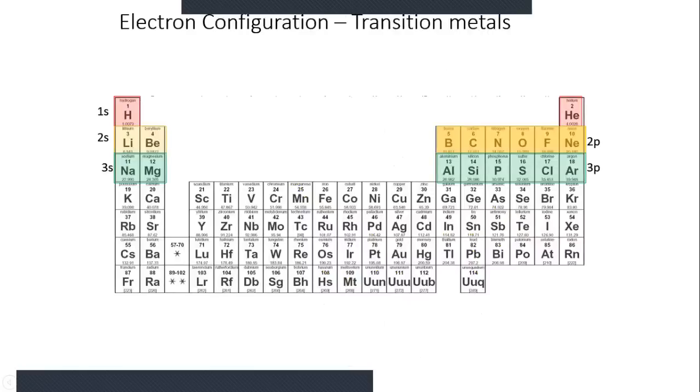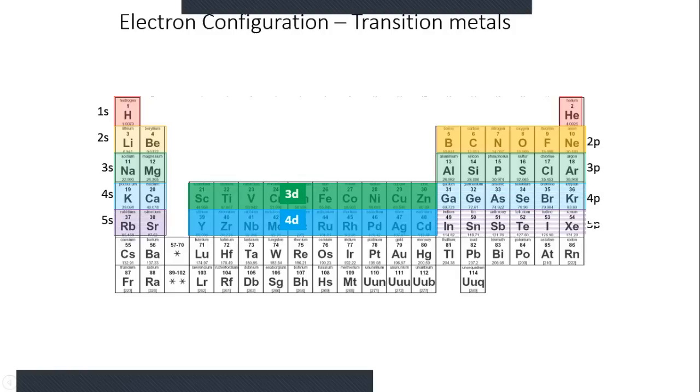So for transition metals, again, we start with the 1s, then the 2s, 2p. Notice that on the periodic table from boron to neon, it's six elements, just like 2p can hold a maximum of six electrons. Sodium, magnesium is two elements, just like 3s. The s orbital can only hold a maximum of two electrons. So once we get to the 3p, next is the 4s, the 3d, the 4p, 5s, 4d, 5p. And so notice that the d orbital is one less than the row it's on.